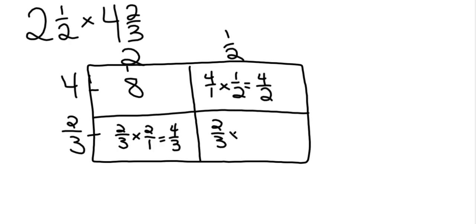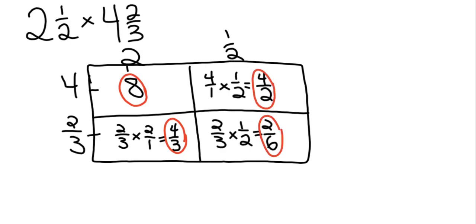2/3 meets 1/2 at this box. So 2 times 1 is? 2. 3 times 2? 6. All right, so the last step in solving this problem is taking each of the new numbers that we just made and adding them together.